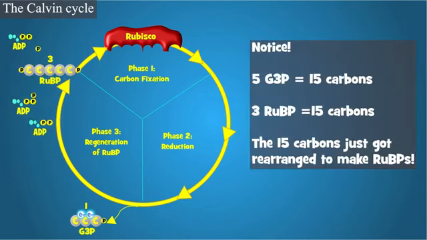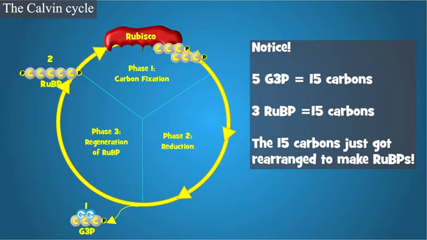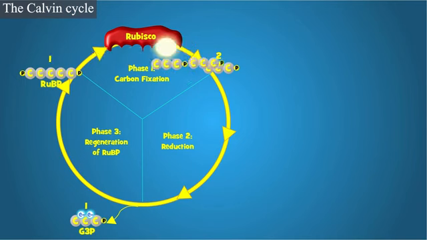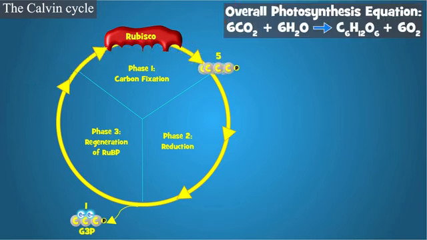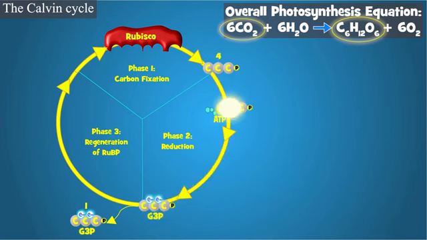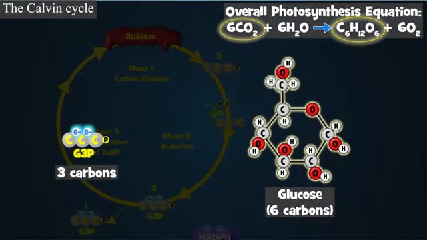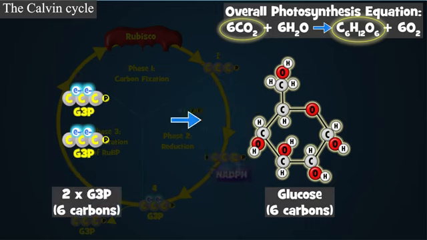Now that we've completed the Calvin cycle for 3 carbon atoms, let's go through the process again so that we can make glucose. Remember, our overall photosynthesis equation has 6 carbon dioxides being used to make 1 glucose molecule with 6 carbons. With this in mind, how many G3Ps are needed to make 1 glucose? If you said 2, you are correct.